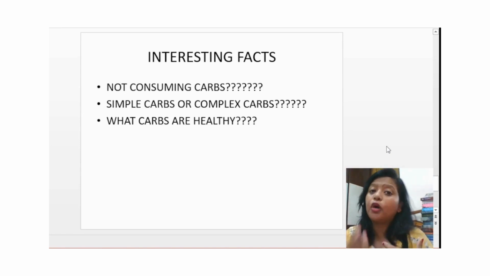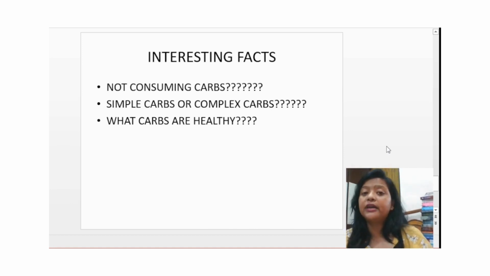You should not stop having carbohydrates because they are very, very important for your body, but you should know what to eat among the many carbohydrates that you get in your market and bring into your house. So I told you some of the carbohydrates that you should eat.